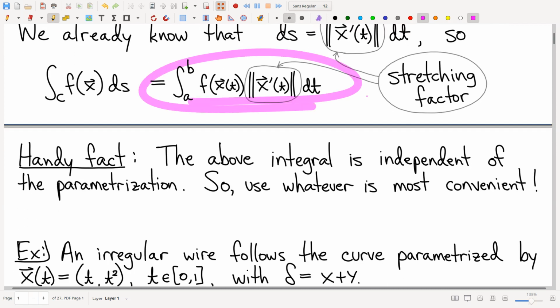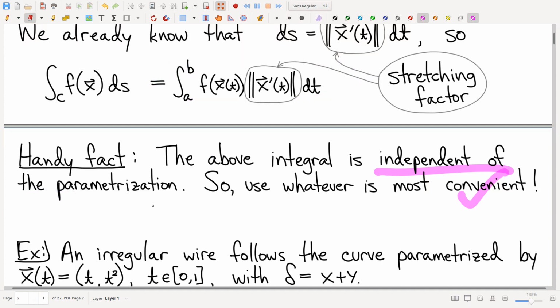So here's the good news, and that is it doesn't matter. This expression here is independent of the parameterization. Parameterize however you want. Knock yourself out. It's all good. You're going to get the same answer either way. So make your life easy. Use whatever is the most convenient parameterization for the circumstance, and you don't have to worry about it.